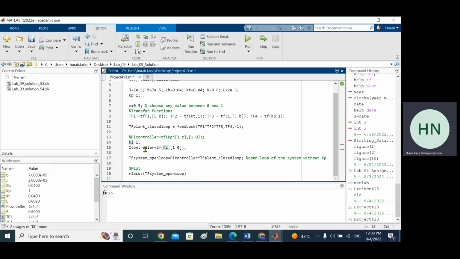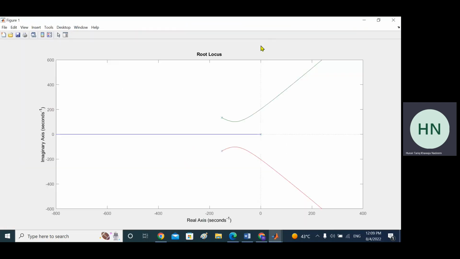And then you have this one, the I controller. So put an I controller over here. This is I, so look, they both are the same. And then you have this open loop transfer function. And when you run it, look how the graph looks.